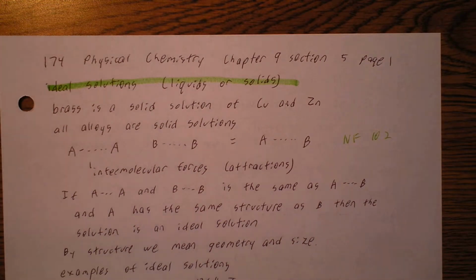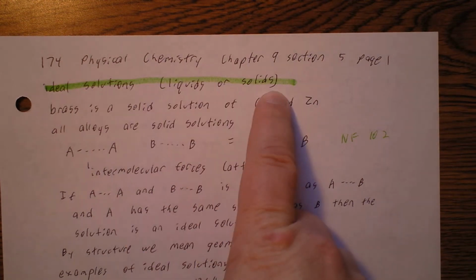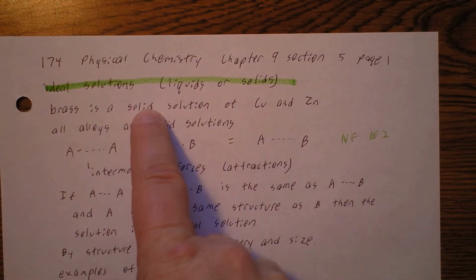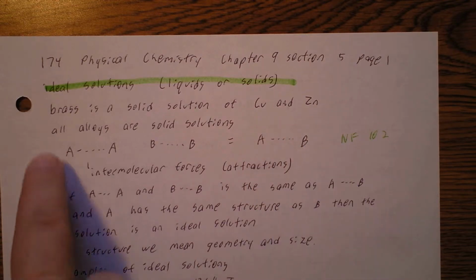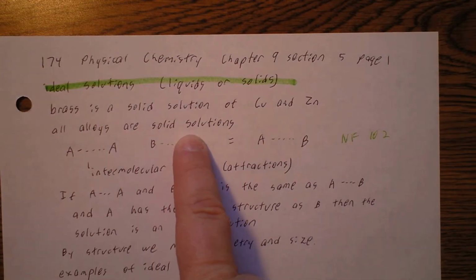Continuing on Physical Chemistry, Chapter 9, we're in Section 5 now. We're going to talk about ideal solutions in liquids or solids. For example, brass is a solid solution of copper and zinc. All alloys are actually solid solutions.